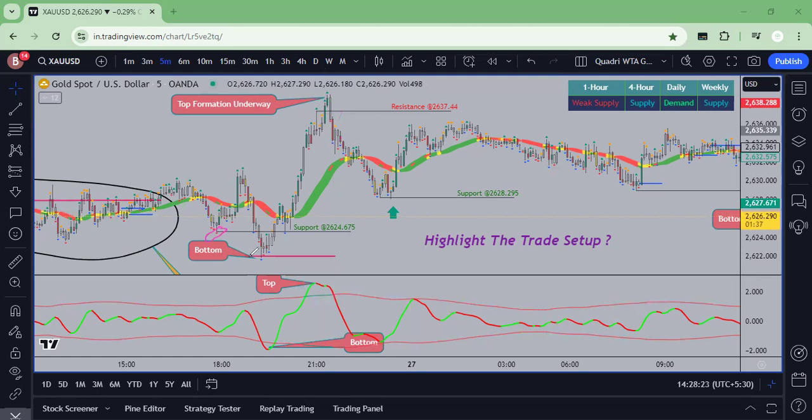And moreover, here we got a support and a bottom. Then we have a breakout, where price bounced upwards from this particular support. Then it came back into this range. This kind of price behavior is normally seen when it comes to support or resistance.